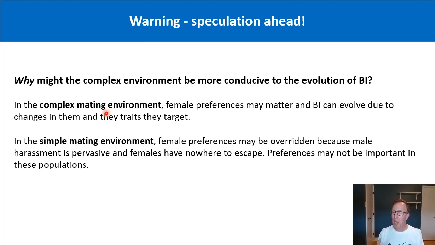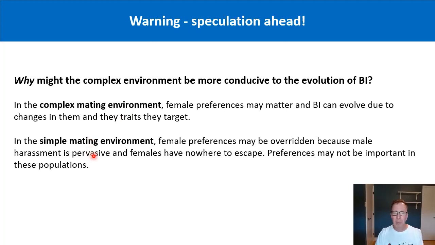Females seem to have a lot more control over mating interactions. They can simply escape or flee if they don't want attention from a particular male. They can seek out an alternate food source where they're not being courted or harassed. And so female preferences may be expressed, they may matter, and divergence in them may generate behavioral isolation.